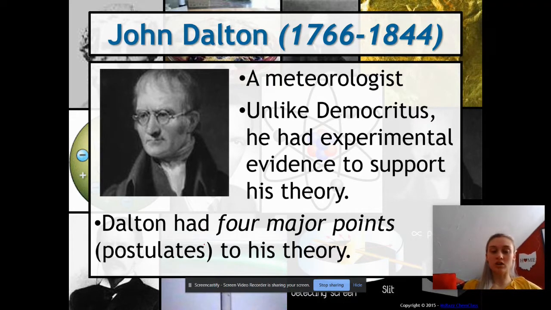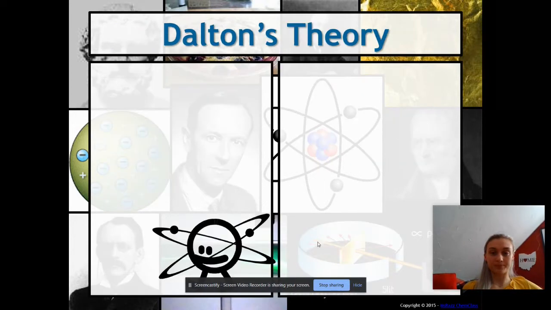And so what Dalton did is he had these four major postulates. So these four major points to his theory. It's a really ugly line, but I'm going to break those down for you.